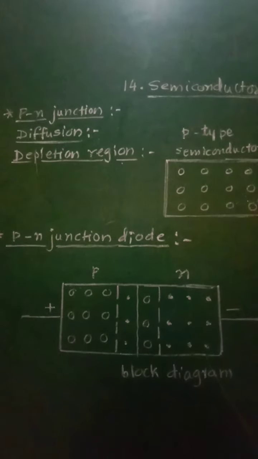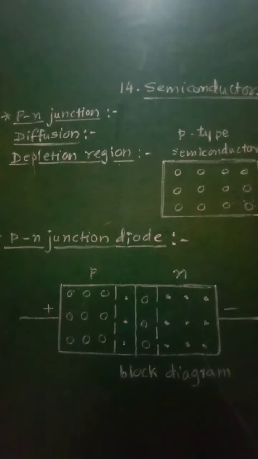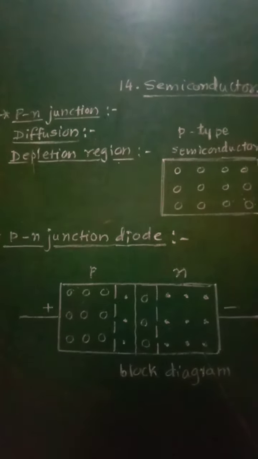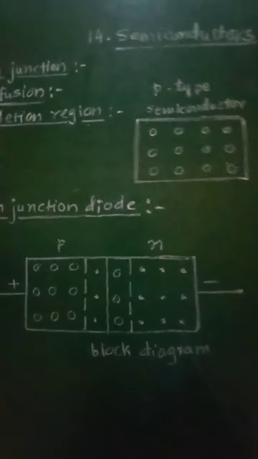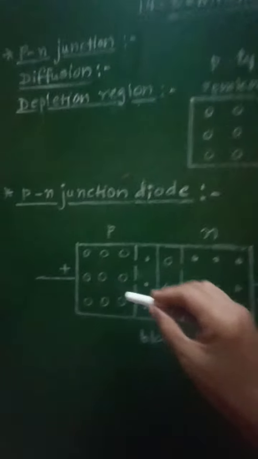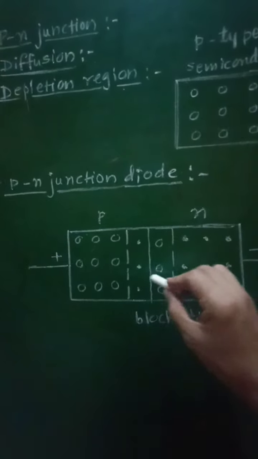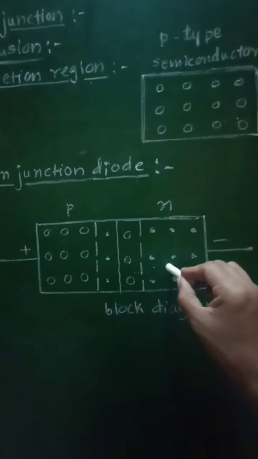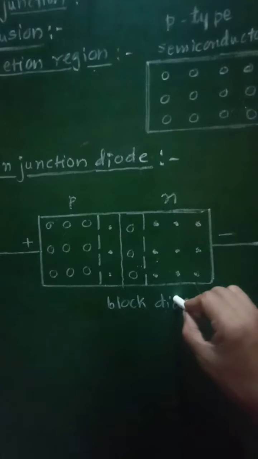A PN junction provided with the metallic connections on each side is called a PN junction diode. So here there will be two metallic connections provided to this PN junction so that it will act as a PN junction diode. So this will represent the block diagram of PN junction diode.